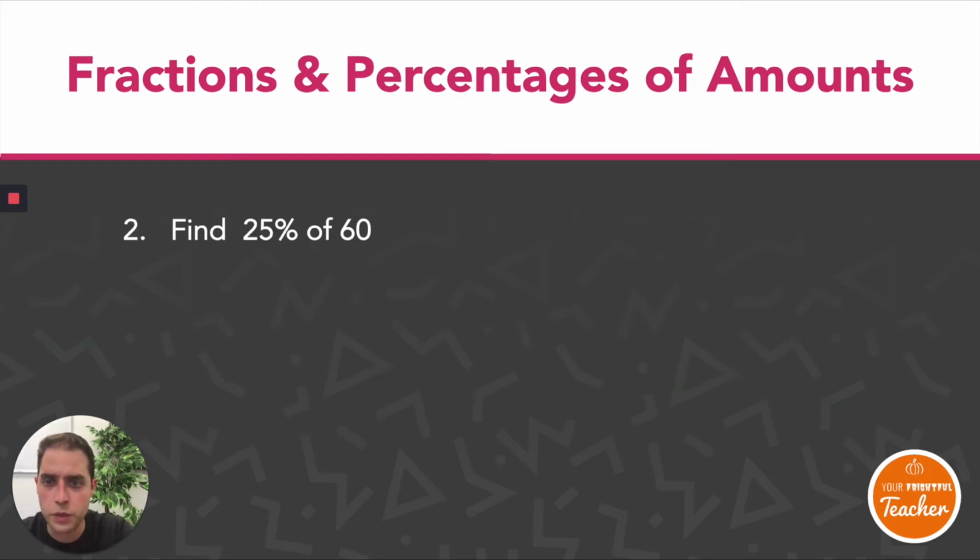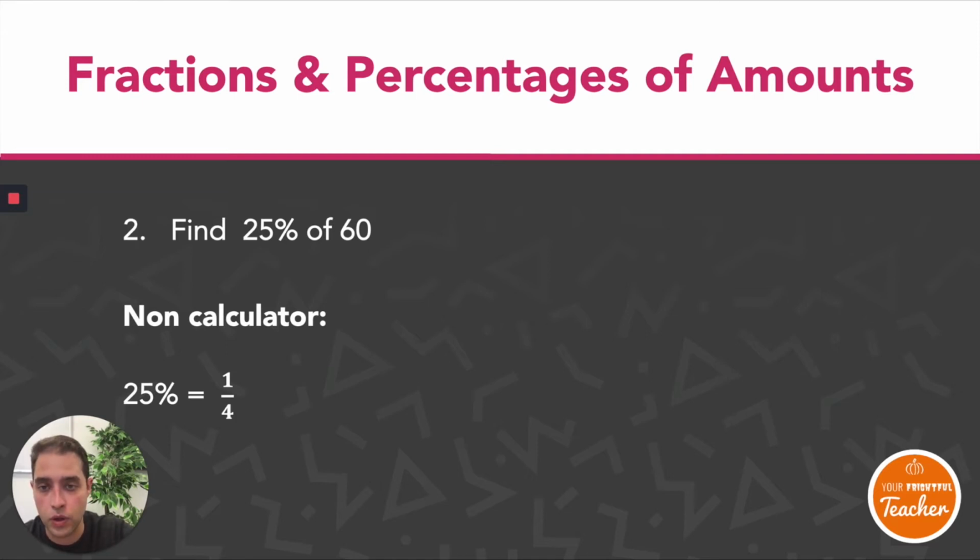Now let's look at those percentages. Find 25% of 60. If we turn 25% into a fraction, we should know that it's a quarter. So what do we need to do to the total value? We need to divide it by 4, because we've converted it into a fraction and we divide by the bottom number. So 60 divided by 4 equals 15.